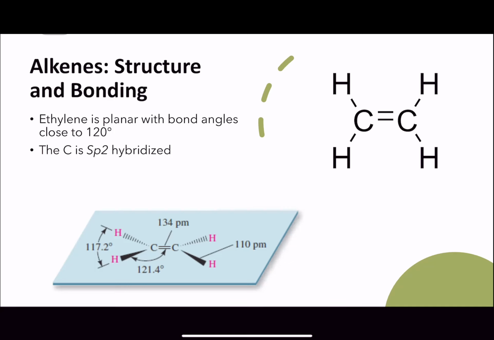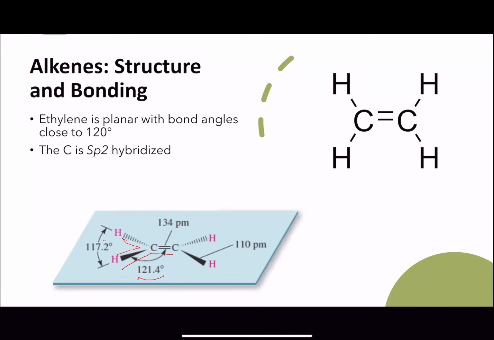So let's talk about the structure and bonding of alkenes. We said that ethylene is planar and the bond angle is close to 120 degrees. Actually, the bond angles are not exactly 120 degrees. As you see here, the bond angle between hydrogen, carbon, and carbon is 121.4 degrees, and the hydrogen, carbon, hydrogen angle is 117.2. These bond angles ensure that the atoms are as far away from each other in space as possible, to avoid repulsion between the electrons in the bonds.